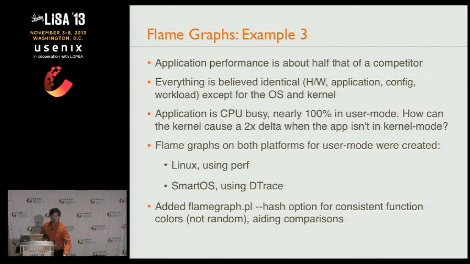Third example, and this one was actually from Friday last week. Application performance is about half that of a competitor. Everything is believed identical: hardware, application, config, except for the OS and the kernel. And since our performance is half, the customer is saying, well, something's wrong with your platform. Your kernel, your operating system isn't so fast. The operating system they were testing on was SmartOS, which is based on the illumos kernel. The competitor platform they were testing on was Linux.